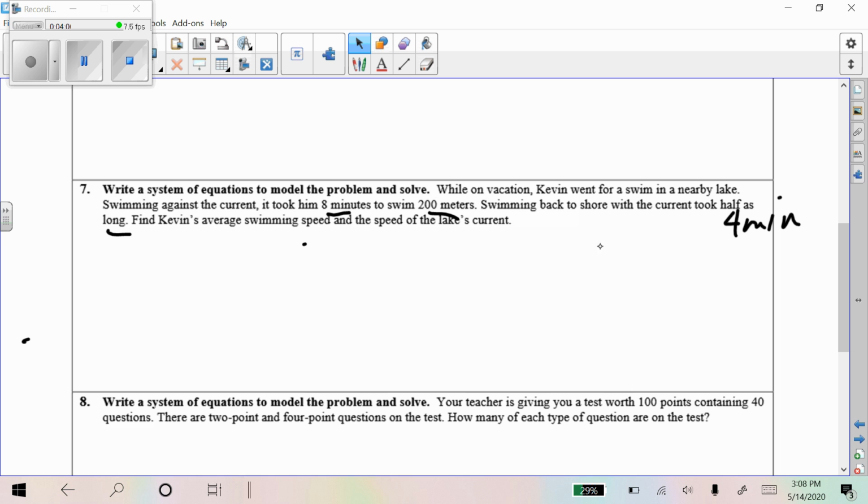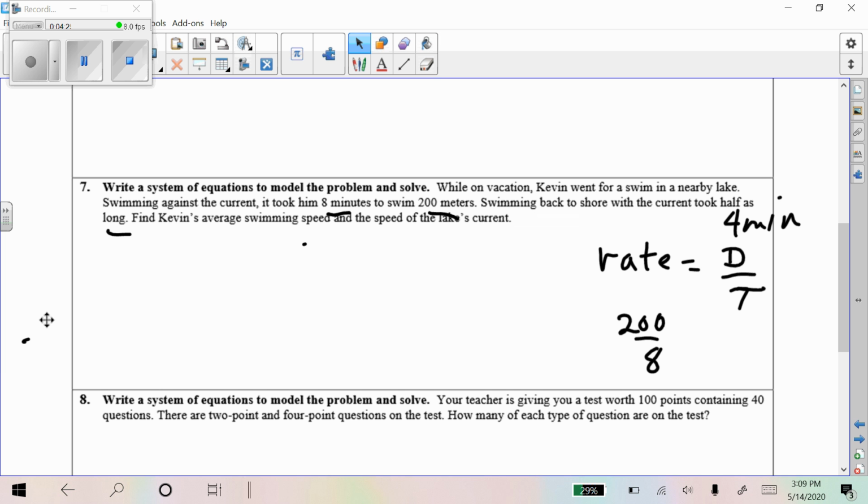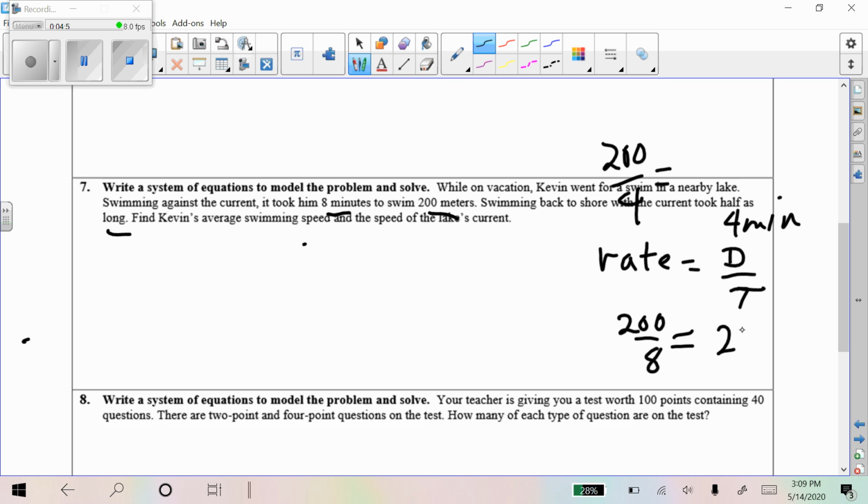4 minutes. Okay, so to find your rate, you have to do your distance divided by your time. So that's a T there. Okay, so we're going to take 200 divided by 8 to get his rate against the current. And that equals 25. And then with the current, when he's going the other way across the lake, it's 200 divided by 4, which is 50. Sorry about that. 25 meters per minute against the current, and 50 meters per minute with the current.